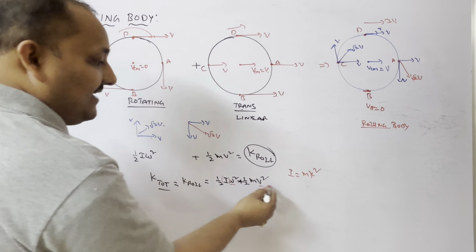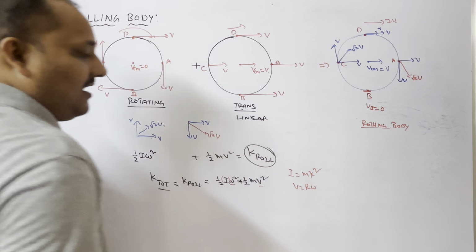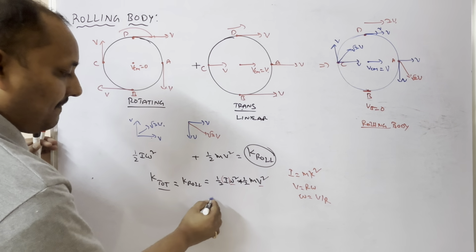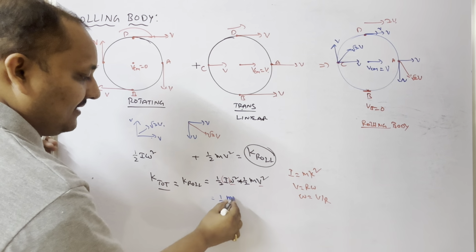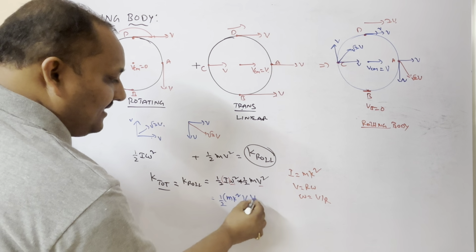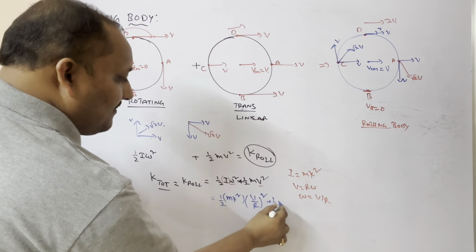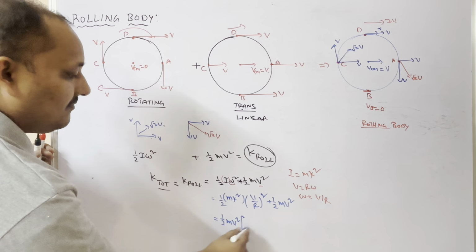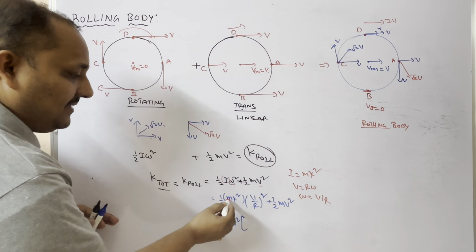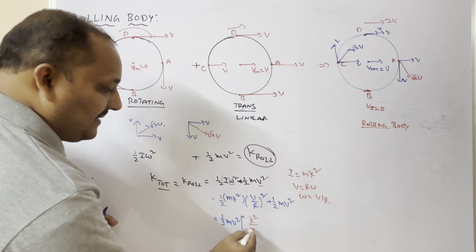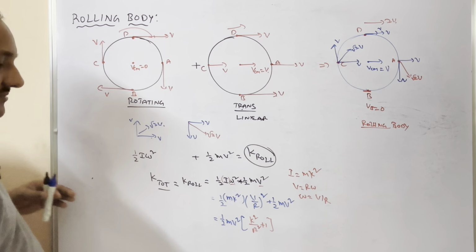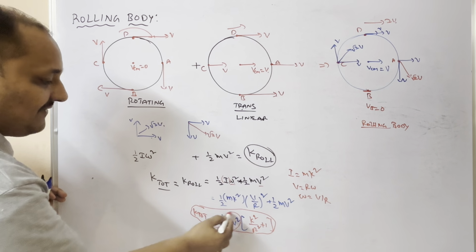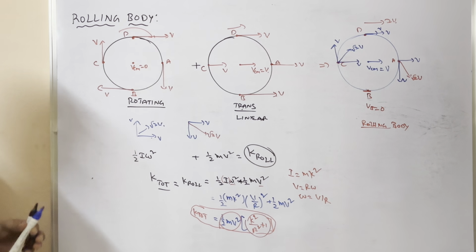And what is the relation between linear velocity and angular velocity? V is equal to r omega. Then omega is v by r. If you substitute both here, I is nothing but m k square, omega is nothing but v by r, whole square, plus half m v square. If you take half m v square common, here k square by r square plus 1. This is the total kinetic energy of rolling body. For this half m v square, you are going to get an extra 1 plus k square by r square.